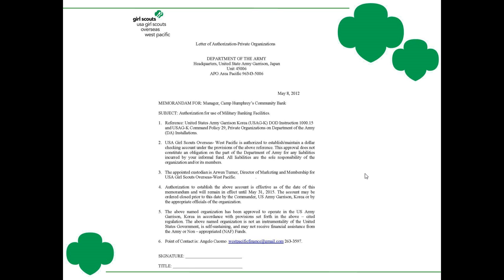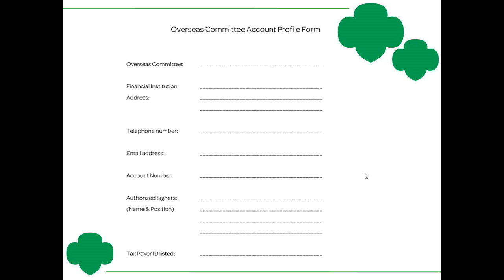Now on the screen is a letter of authorization for private orgs to have a single bank account for Girl Scouts on their installations. Many of the banks require this letter, or your private org office will require a copy also of this letter. Now, this authorization letter is typically good for 3 years, but it is good practice to check with your installation private org office to see if you'll need any additional information required for your authorization letter for banking on your installation.